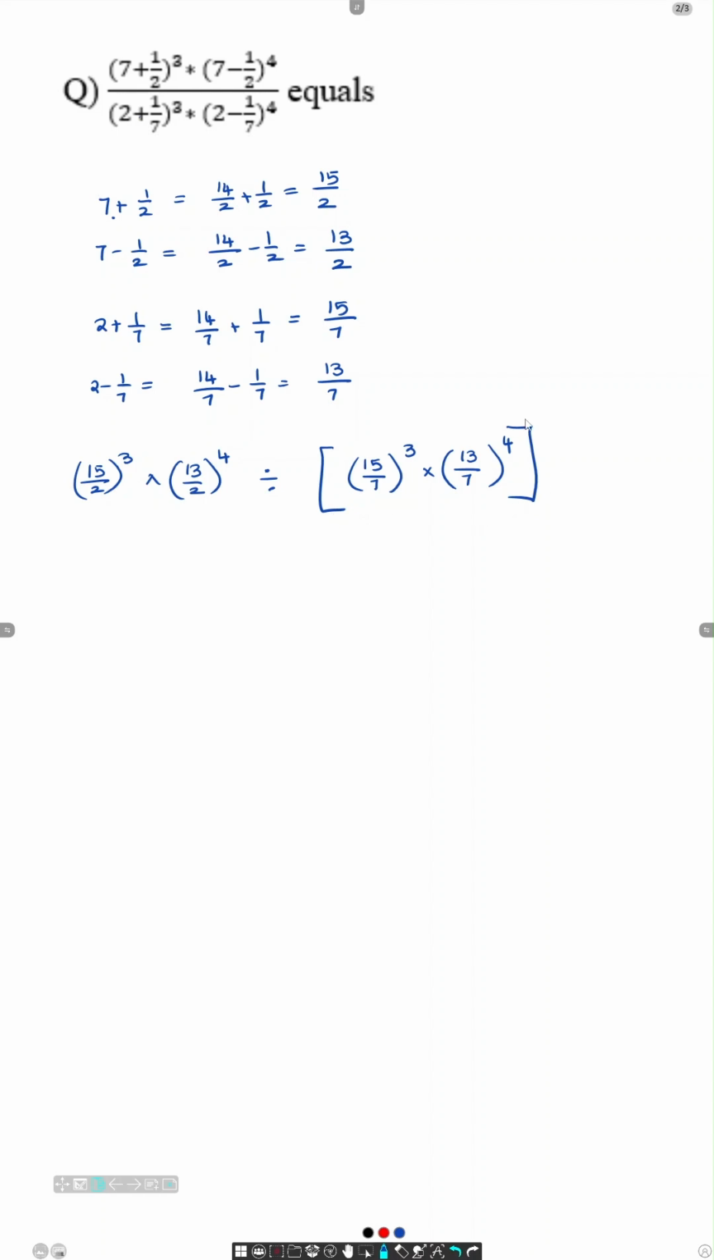Since these are denominators, according to the negative index law, we can write 1 by a as a power minus 1. That means the powers will become negative. So we can write them as (15 by 2) whole cube into (13 by 2) whole power 4 into (15 by 7) whole power minus 3 into (13 by 7) whole power minus 4.